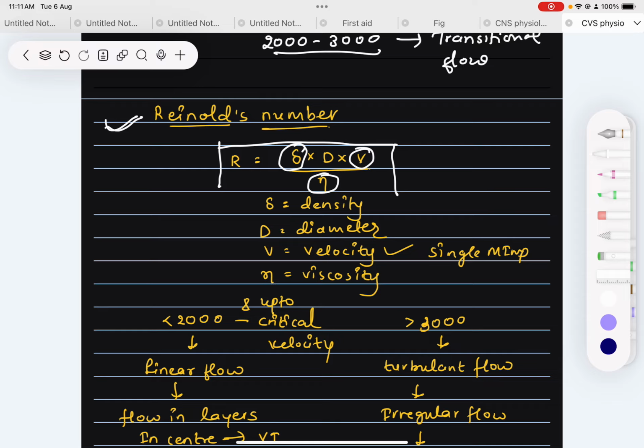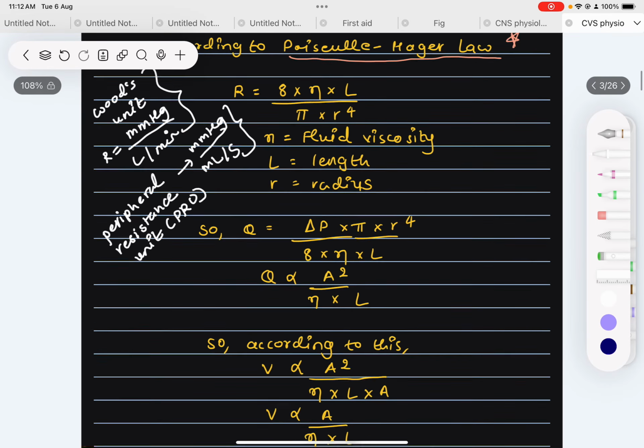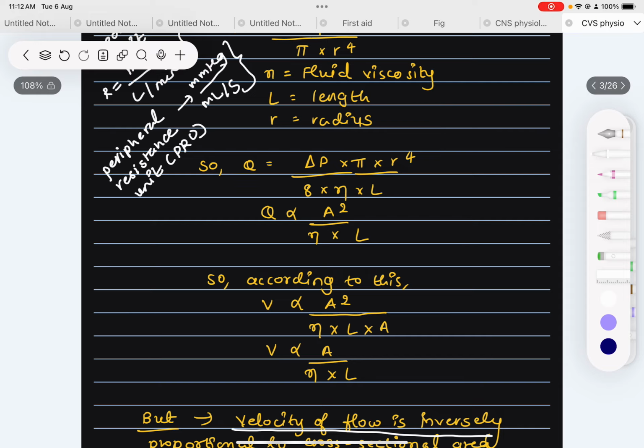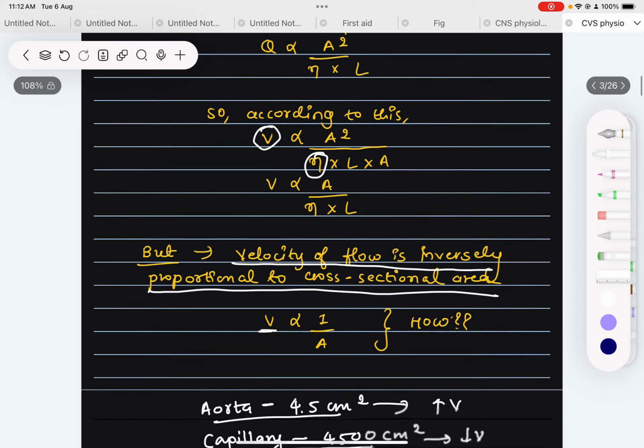Now I really don't know why it is like this, that increased density has more Reynolds number. I really don't know, but we have to mug it up. We don't have any options. So viscosity, density and diameter. Again, if diameter is increasing, Reynolds number is going to increase only. And here also the velocity was inversely proportional to the viscosity.